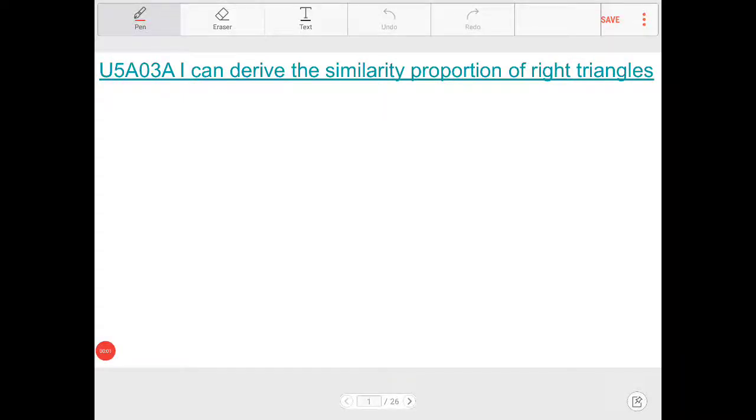Hello students, this is lesson U5A03A, where I will be deriving the similarity proportion of overlapping right triangles. Okay, so this situation comes up all the time in different scenarios, in physics and chemistry, in a lot of physical science, which is why it needs to be brought up in high school geometry.